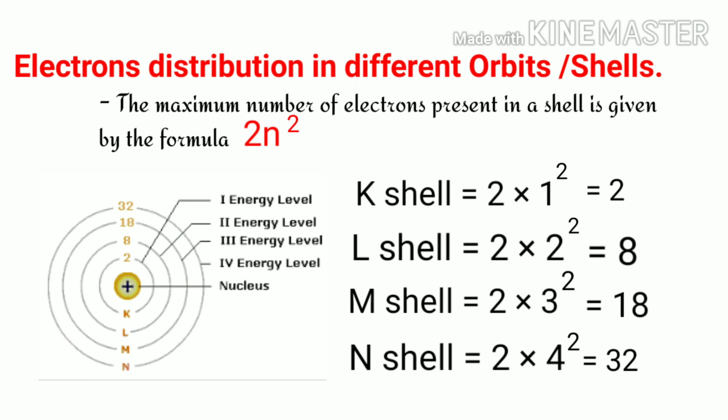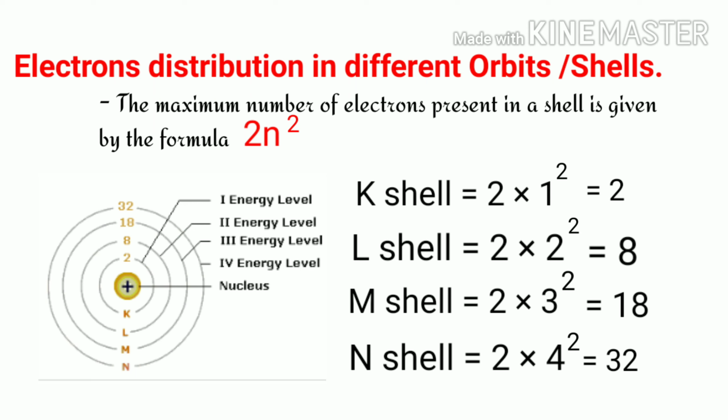Electron distribution in different orbits or shells. The maximum number of electrons present in a shell is given by the formula 2n². Now we will learn how electrons are distributed in different orbits or shells by using the formula 2n², where n is the shell number. It can be either 1, 2, 3 or 4, and it goes on.